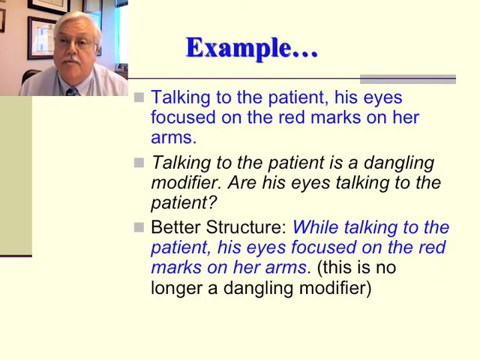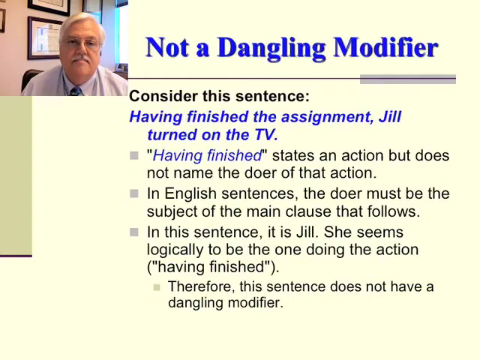Okay, so here's an example. Talking to the patient, his eyes focused on the red marks on her arms. Well, talking to the patient is a dangling modifier. Are his eyes talking to the patient? A better structure would be, while talking to the patient, his eyes focused on the red marks on her arms. This is no longer a dangling modifier.